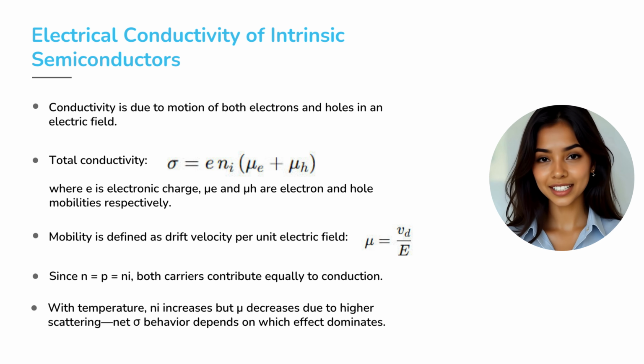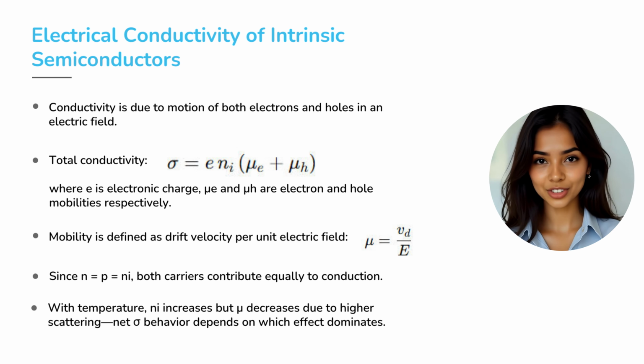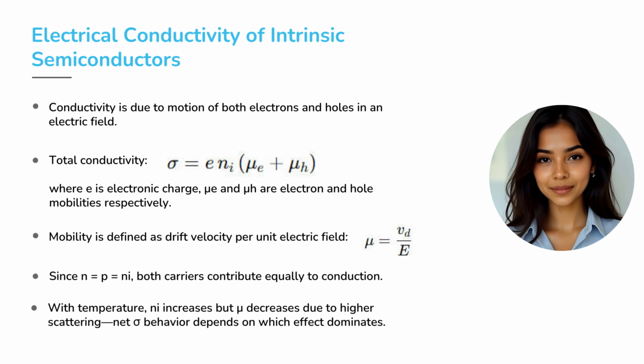Here, mobility is defined as the drift velocity of a carrier per unit electric field. So we say mobility mu equals drift velocity divided by electric field. Since in pure semiconductors, n equals p, both carriers contribute equally to the conduction.